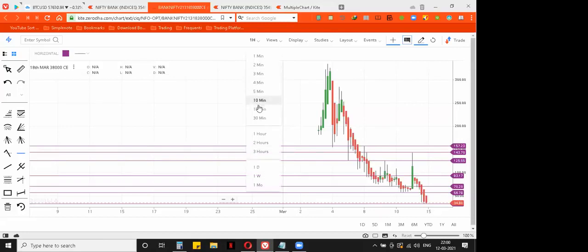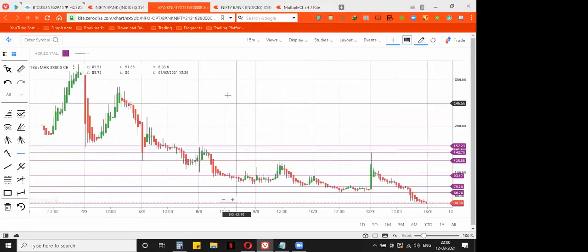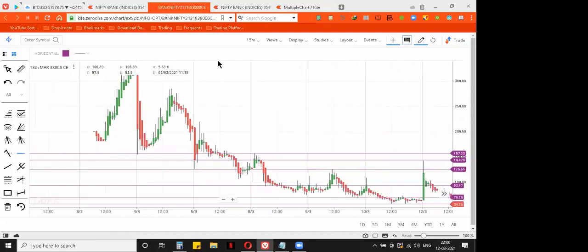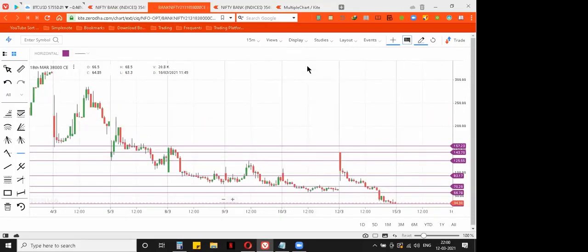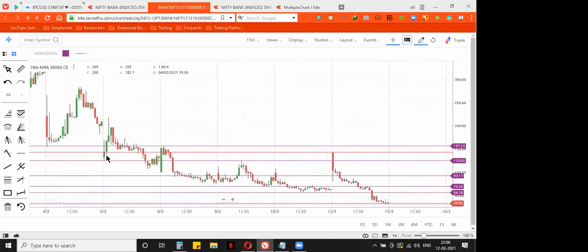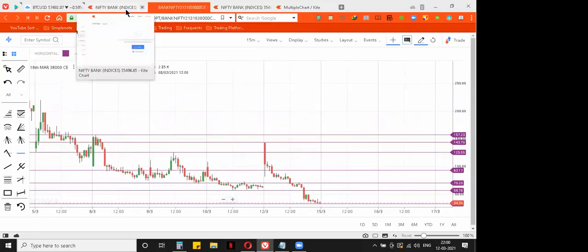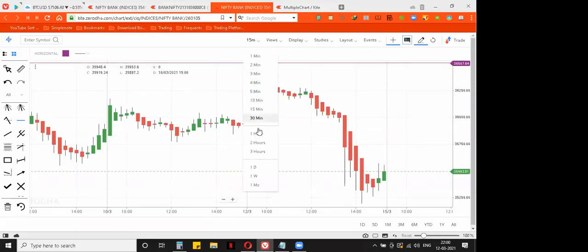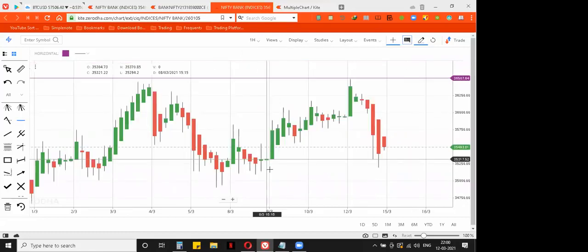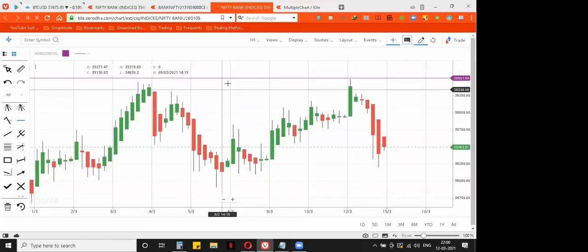Right. Now, when you switch back to your 15-minute chart, you'll find that you have a support and resistance line which is drawn almost picture perfect. So at every given point, you will find that price has reacted. And if you do it on a Bank Nifty chart, indices, that is your spot chart, and you shift it to a 1 hour chart, you will know exactly where your support and resistance lines are.